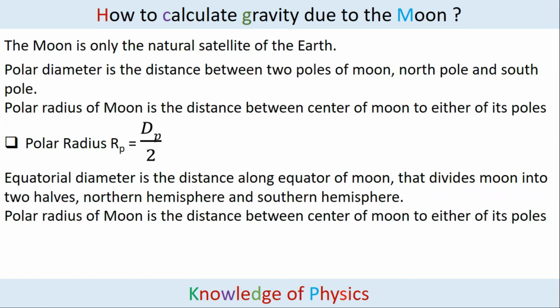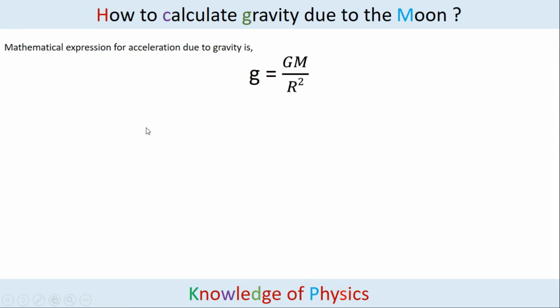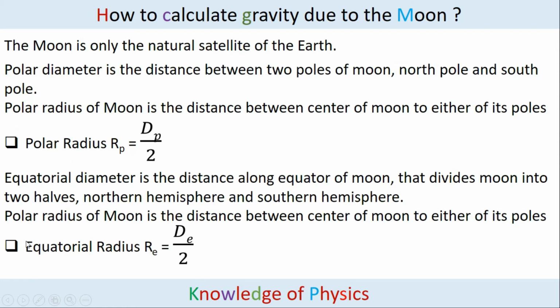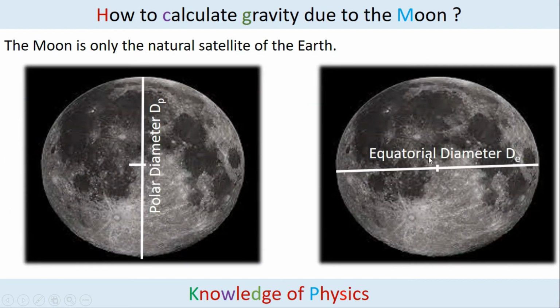And equatorial radius is given by Re is equal to d by 2, where d is the equatorial diameter. This is equatorial radius of the moon. Equatorial radius means the distance between this center point and the equator.